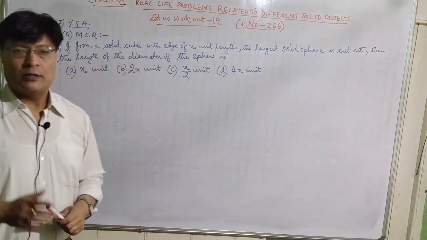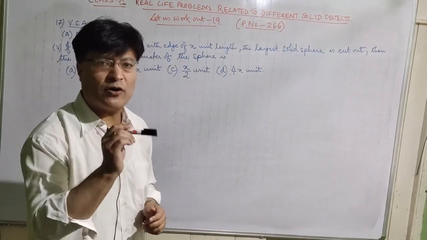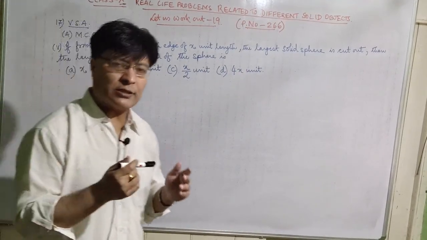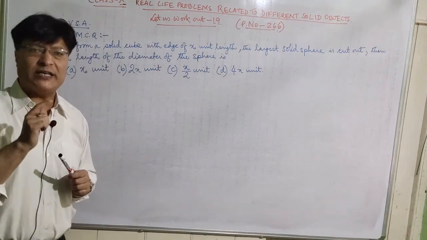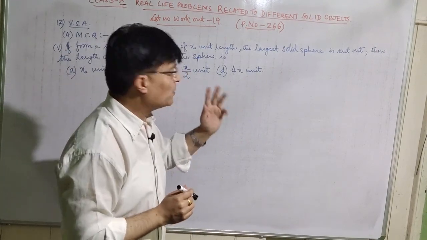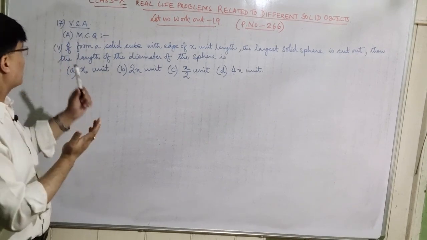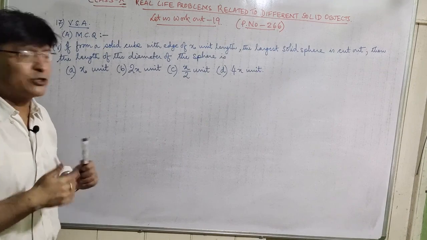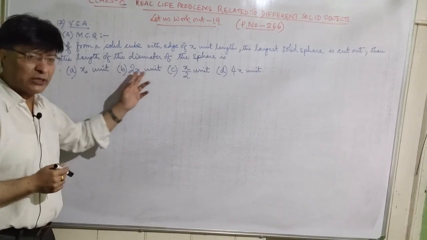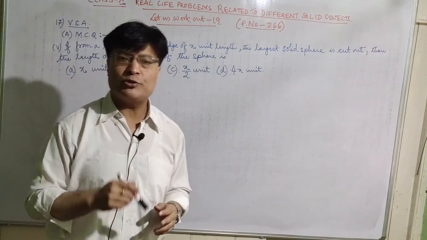So in the question it is given that there is a solid cube whose length of each edge is x unit. And from there, the largest solid sphere is cut out. Then you have to find out the length of the diameter of that sphere. The options are A, x unit, B, 2x unit, C, x by 2 unit, D, 4x unit. You have to choose the correct option.